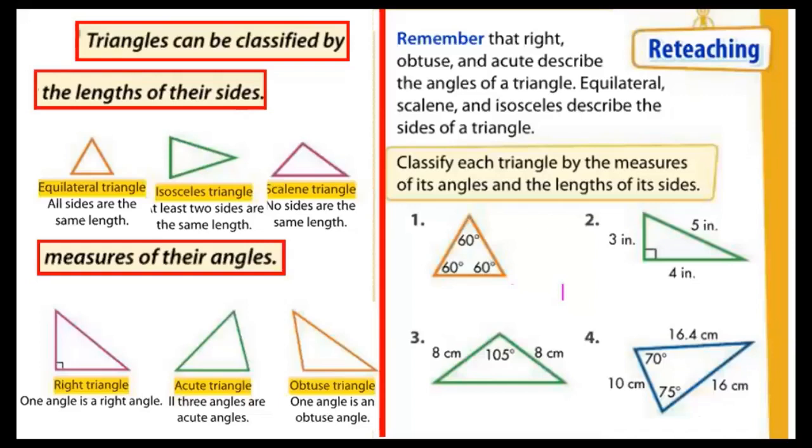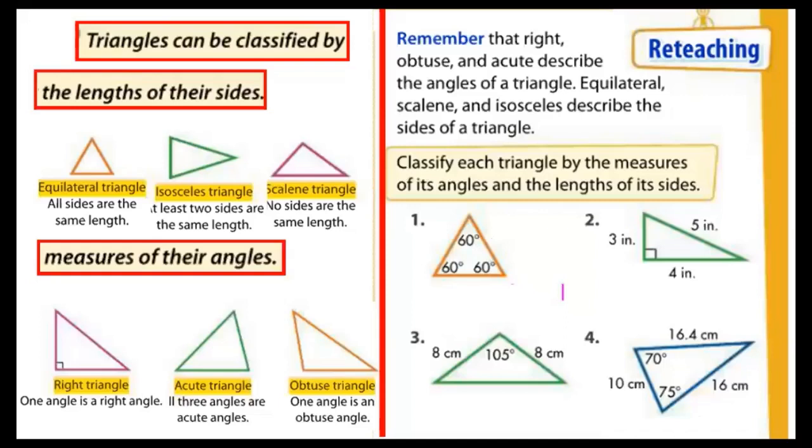So let's start the first question here. Classify each triangle by the measure of its angles and the length of its sides. Okay, number one, we have a triangle, the orange triangle here. By seeing, you will find three interior angles, each one equal to 60 degrees, less than 90. It means we have three acute angles inside.